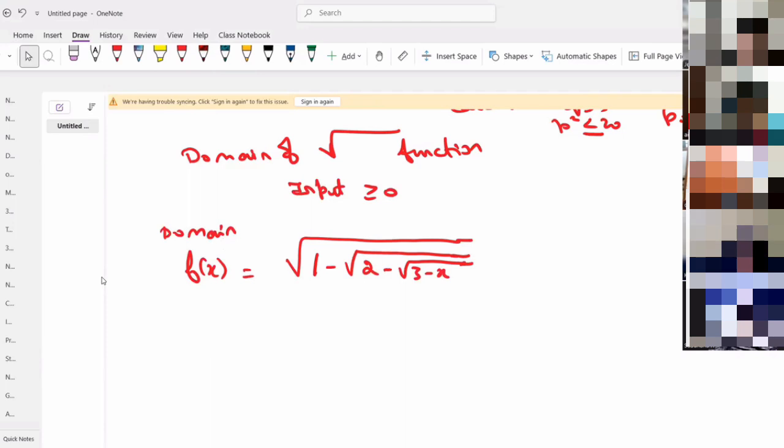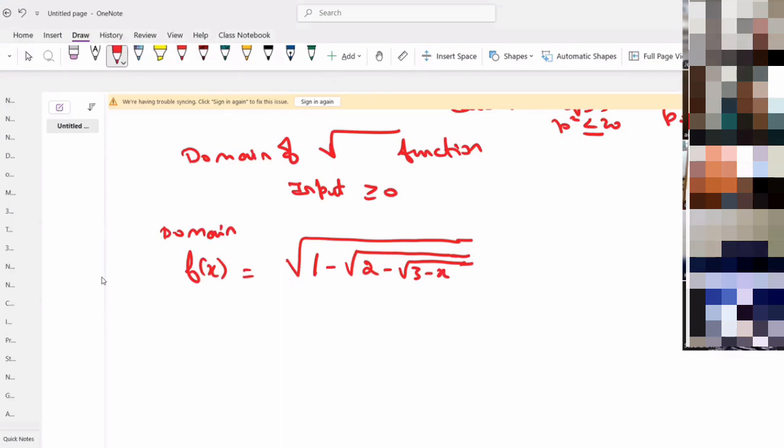Javish, what do you think? Inside roots, the value should be greater than or equal to 0. Yes, I said that. So I'm asking you, which square root are you going to give preference to first? Prioritize which square root? The most inside one. Very good. So the most inside square root has what inside it? It has 3 minus x inside it.